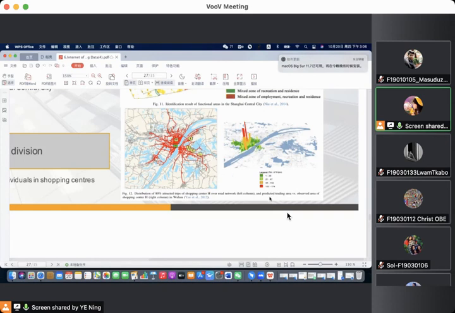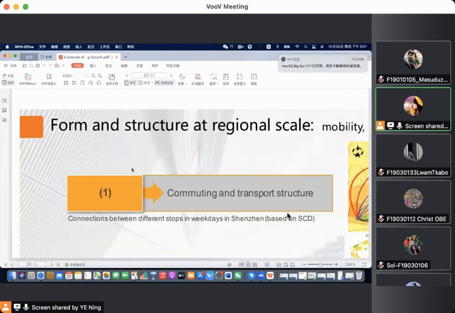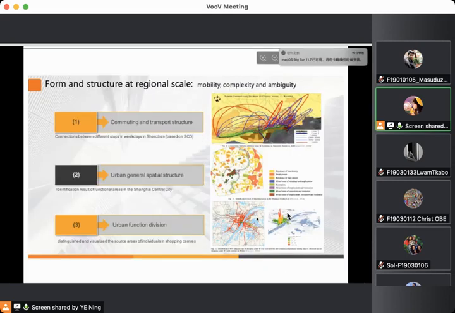Okay, and predict. It's very important. Please pay attention here. The predictions, right? The trade areas and observed areas of shopping centers. Yeah, this is for smart cities. Okay.